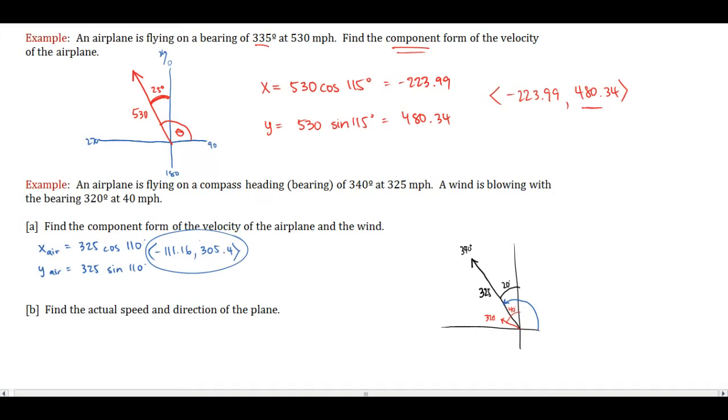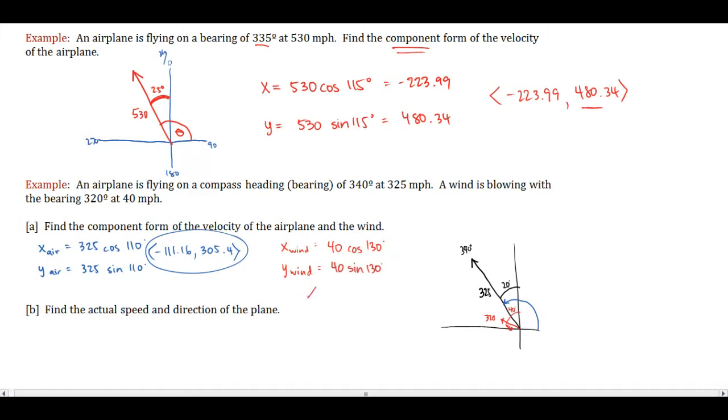Now what about the components of the wind? The wind has its own components that we can take care of. So the x for the wind would be, how fast was the wind going? 40 miles an hour. So that is 40 cosine of 130. And the y for the wind would be 40 sine 130.